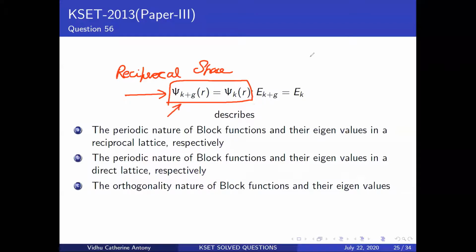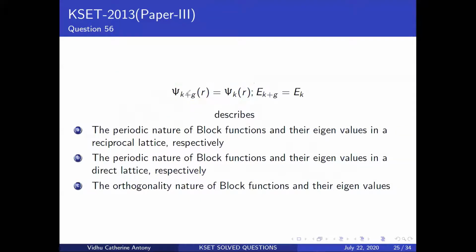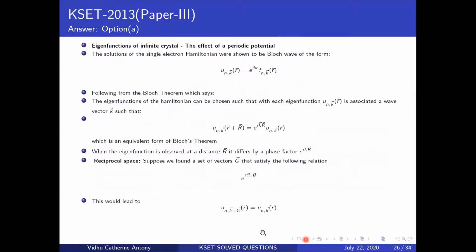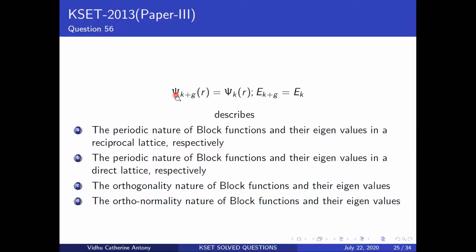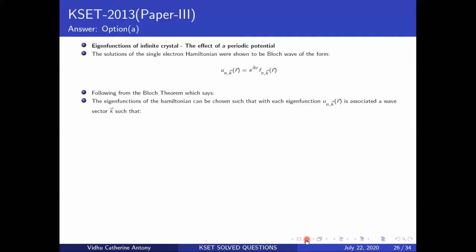Then you realize that if these two wave functions are the same, the eigenvalues are also supposed to be the same. That's the next point they're talking about. This leads to identical wave functions; the wave functions themselves are going to be identical when this happens. That's your next relation: you've got psi k plus G of r, and then E of k plus G is equal to E of k.